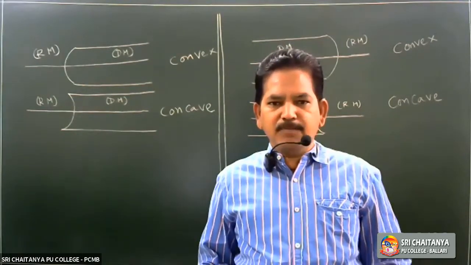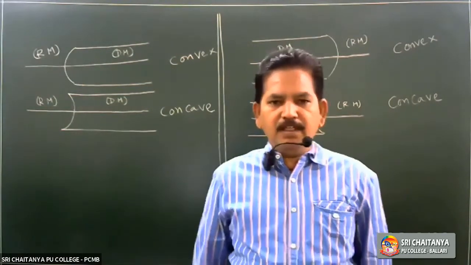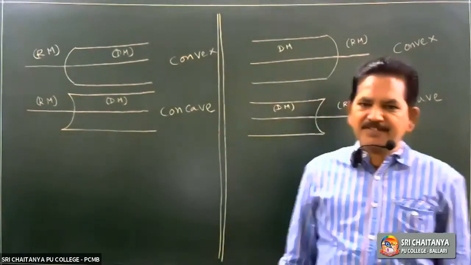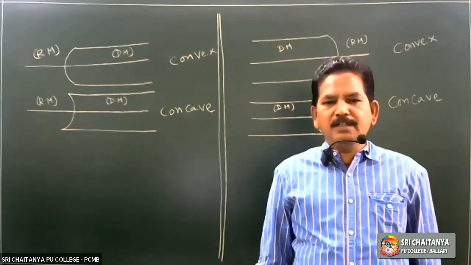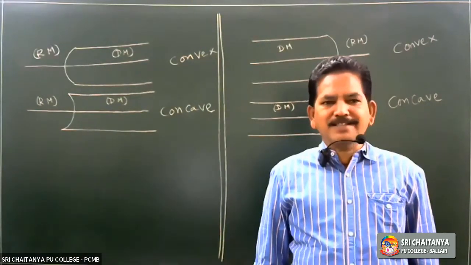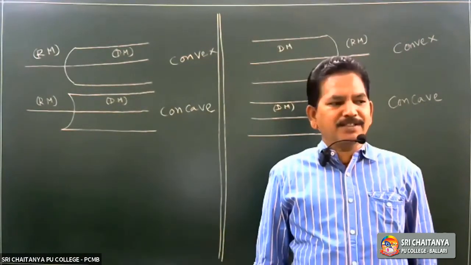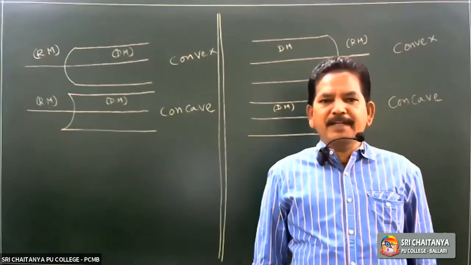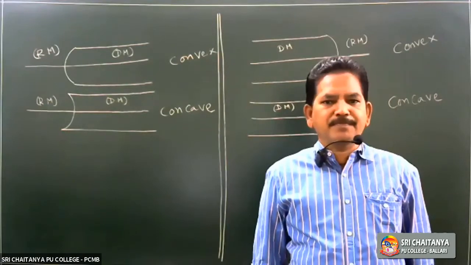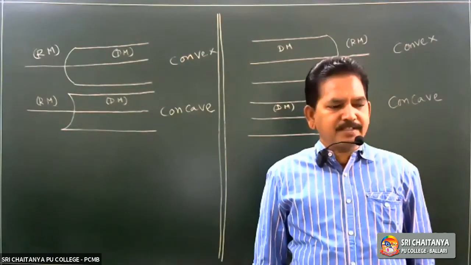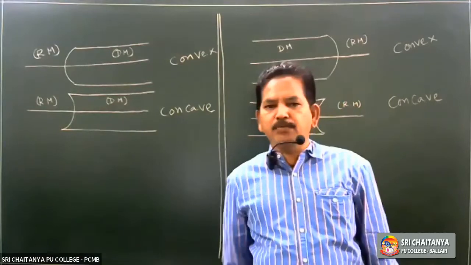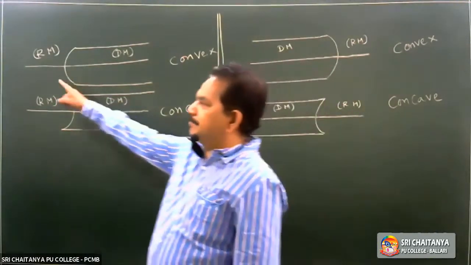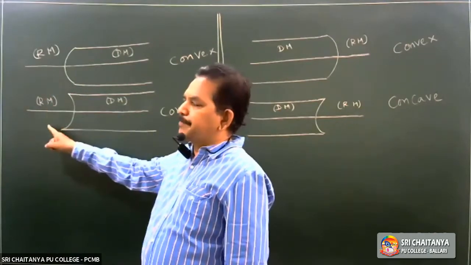So we are discussing optics, refraction at a spherical surface. Yesterday, we discussed the refraction at the spherical surface. The spherical surface may be of two types: one is convex, the other one is concave. Convex spherical surface, concave spherical surface.